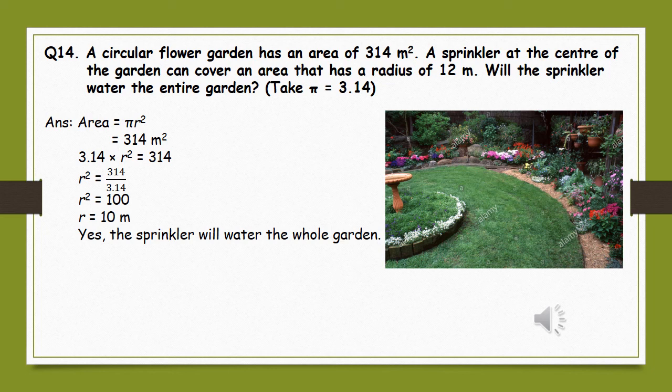Area of circle is given by the formula pi r square. Here the value is given as 314 meter square. So we are putting the formula 3.14 into r square is equal to 314. R square is equal to 314 divided by 3.14. We are getting 100, and r is equal to root over 100, that is 10 meter. So we can easily understand that the sprinkler will water the whole garden.